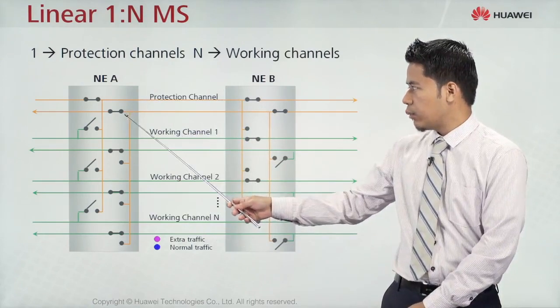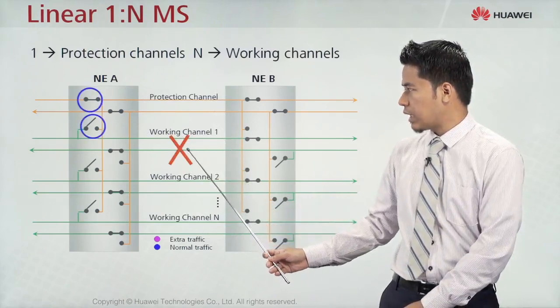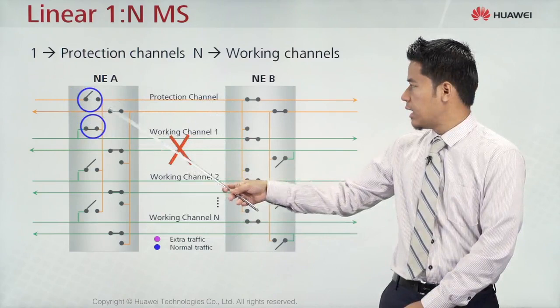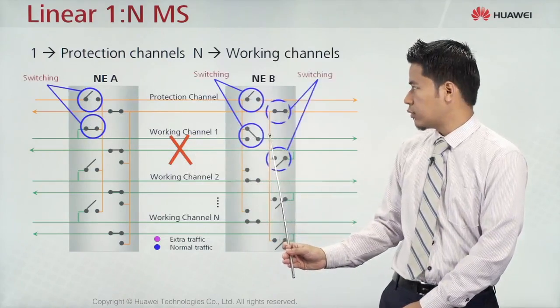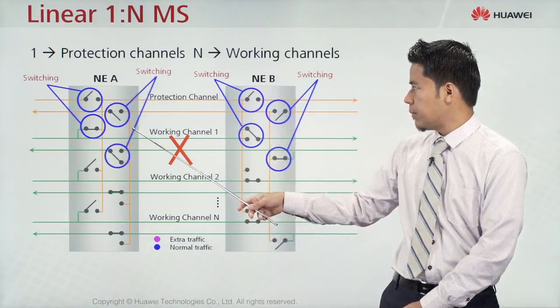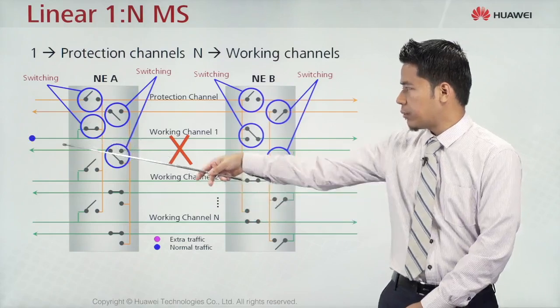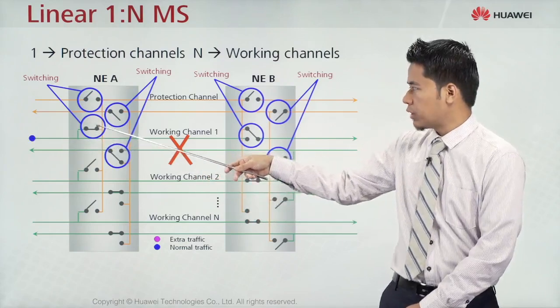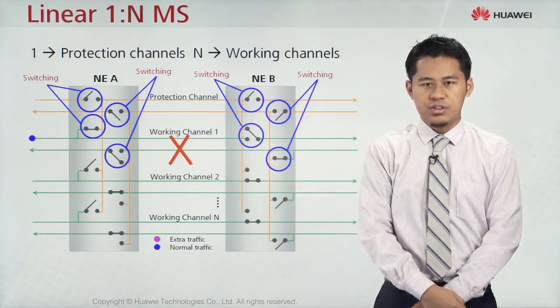And here we have the working channel, whereby you have a fiber cut around here, so the switching happens in A and in B as well, you make a switch from the working to the protection. Here we can see the switching, and they make a switch at node A and also node B. So imagine that your services are coming from here, of course they will go through the protection path, and then go directly to the destination.